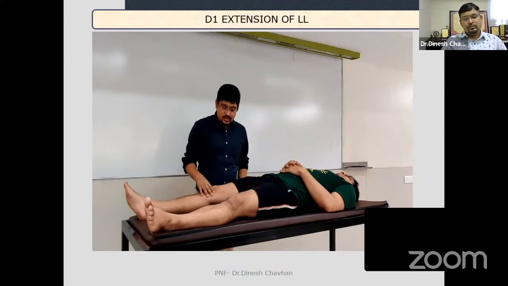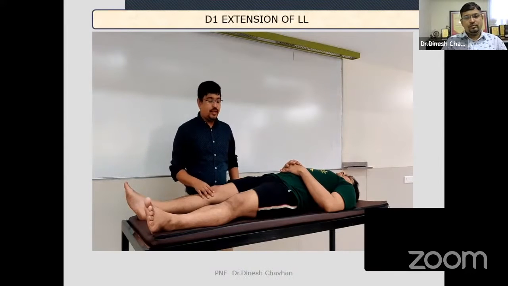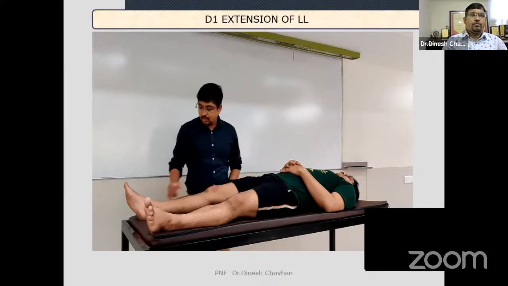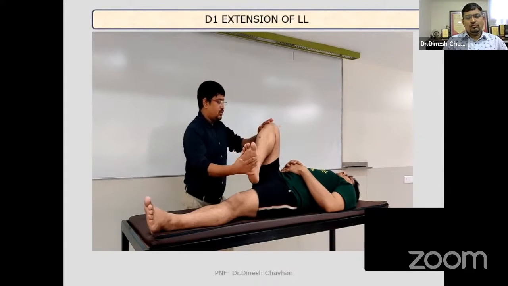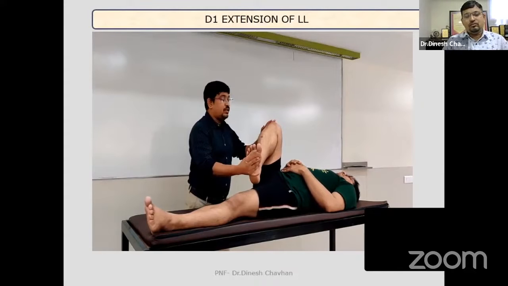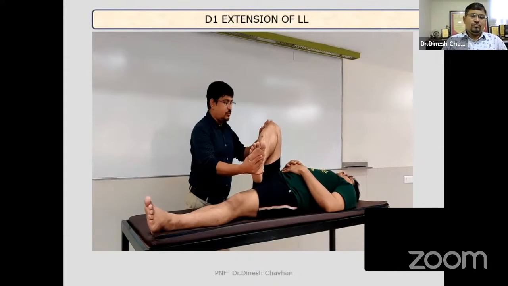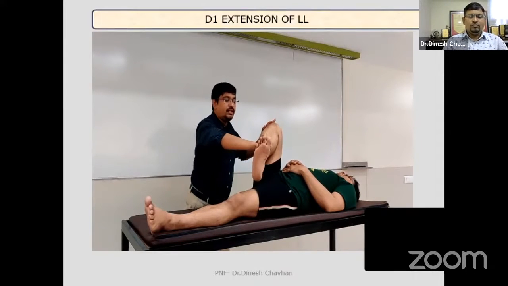Now we'll see the D1 extension of lower limb PNF pattern. So initial position is D1 flexion. So this is the initial position: flexion, adduction, external rotation at the hip, knee flexion, dorsiflexion and inversion.